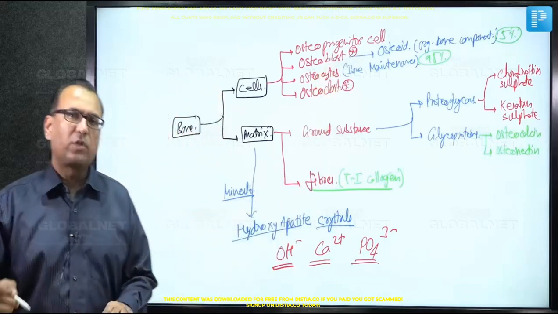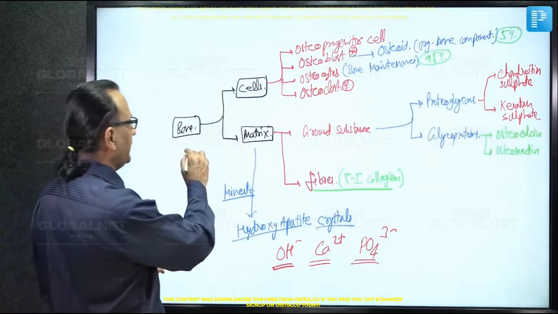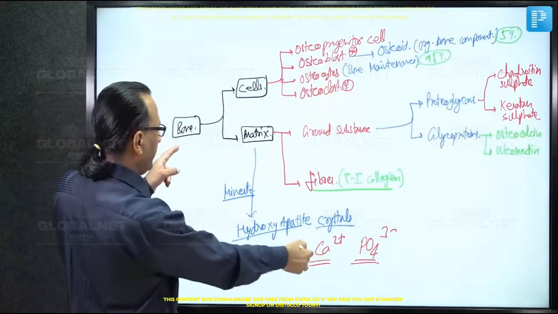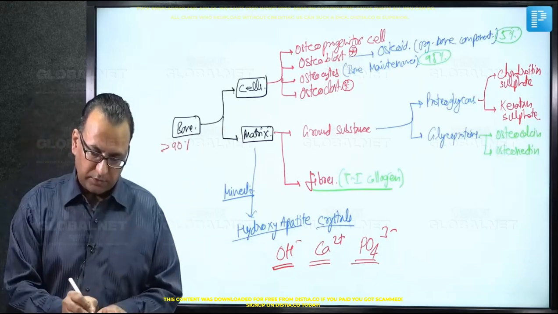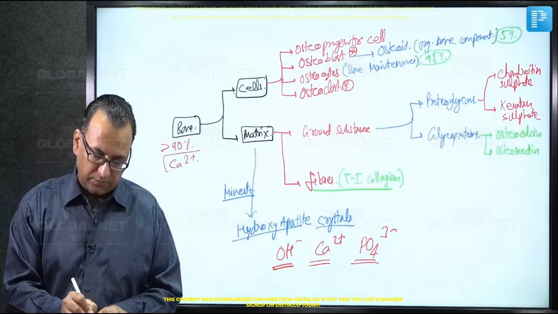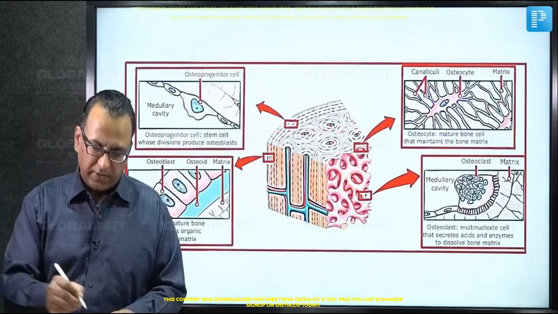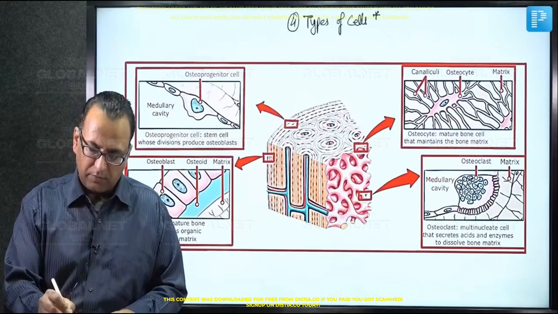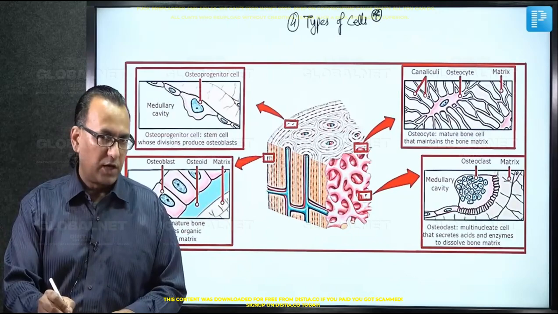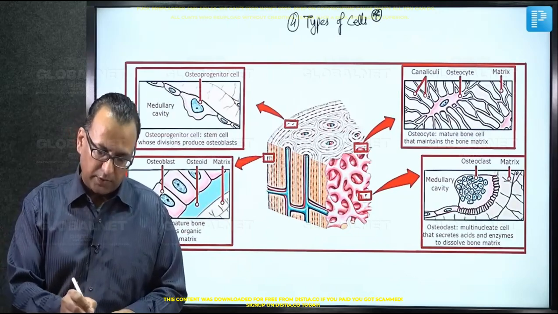And we should remember, more than 90% of the blood calcium in our body is actually present in the bone. So you can mention here, more than 90% is stored in the bone itself. This is the diagram where we can see the 4 type of bone cells, and we can start with the very first, which is embryologically important, the osteoprogenitor cell.